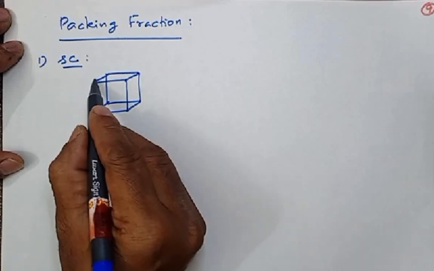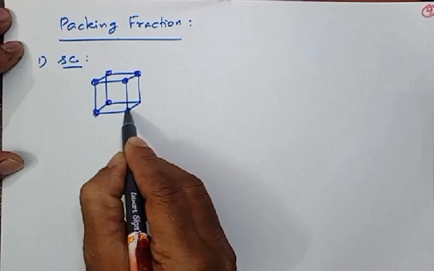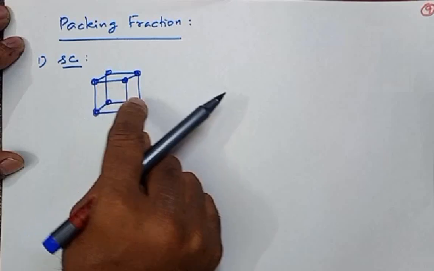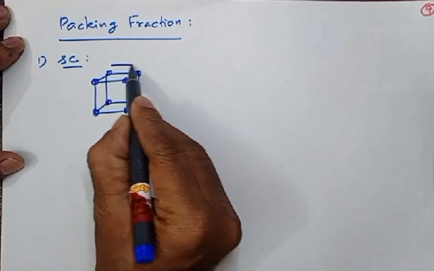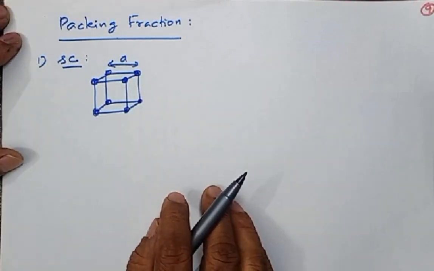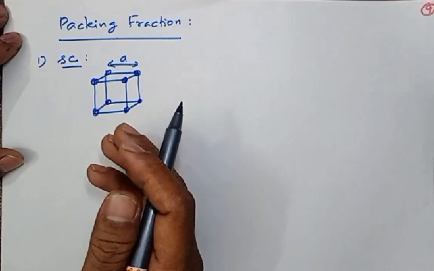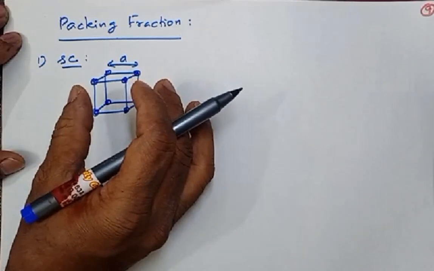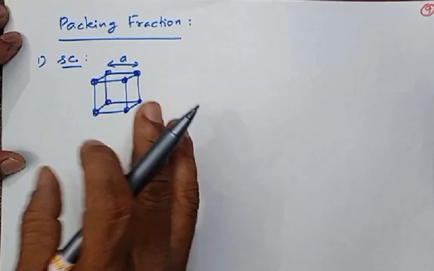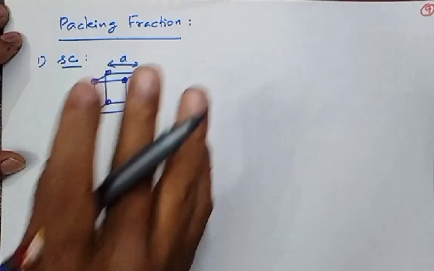We'll place the atoms at the corners: 1, 2, 3, 4, 5, 6, 7, 8. Observe this carefully. In a cube, all the side lengths are equal, so let this side length be A. Now, just for our convenience, we have drawn the unit cell in larger size and placed the atoms at long distances. But in reality, the corner atoms are actually touching each other.